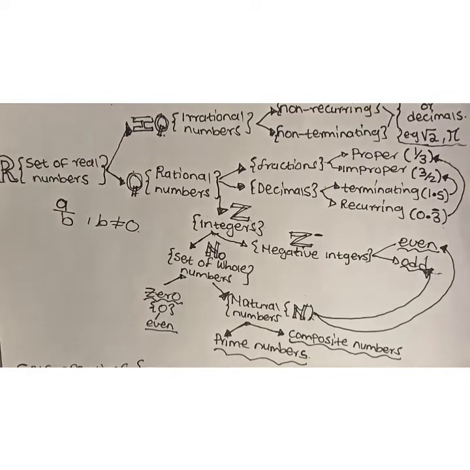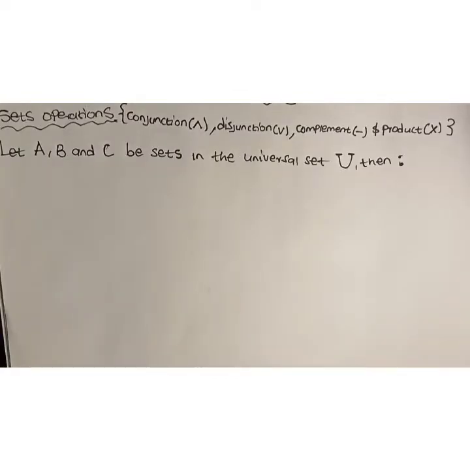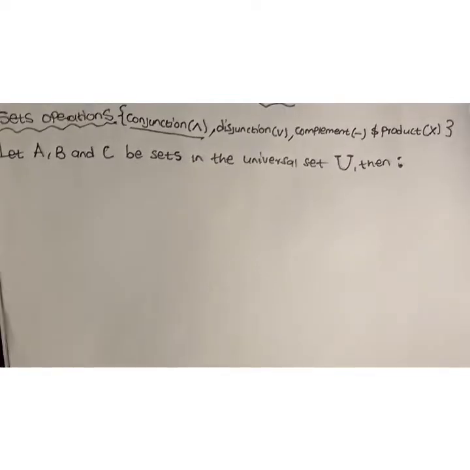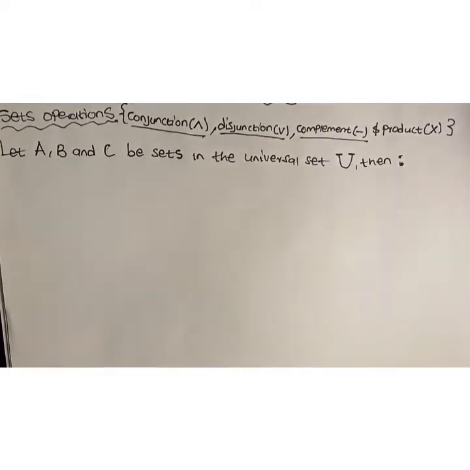And the business of the day is now moving on to set operations. Conjunction, disjunction, complement, and product are the basic 4 operations in sets. Let A, B, and C be sets in the universal set U. Then we define the following.